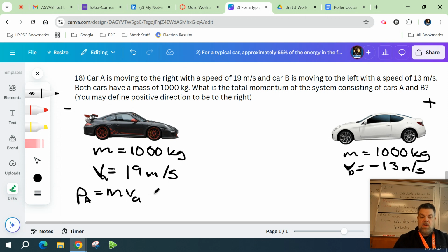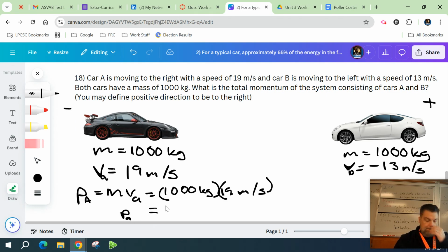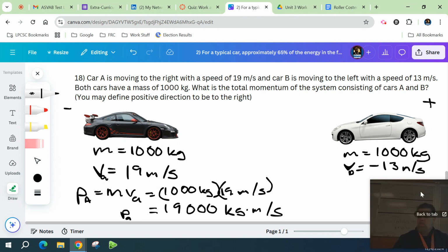Times the velocity of car A, or 1,000 kilograms times 19 meters per second. And so the lowercase p momentum A is equal to 19,000. And then the unit for this is funny, it's just kilogram meters per second. Okay? And I'm going to have to move my face out of the way here.